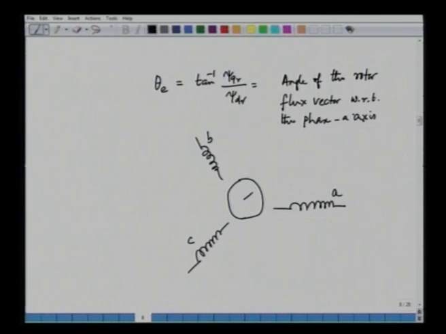The rotor flux is rotating synchronously at a speed of omega e. This is the vector, that is psi r, and this angle we have to estimate, theta e. If we can find out this angle, it can help us to transform the current components IDS and IQS into the actual stationary current ABC currents IA, IB, IC.